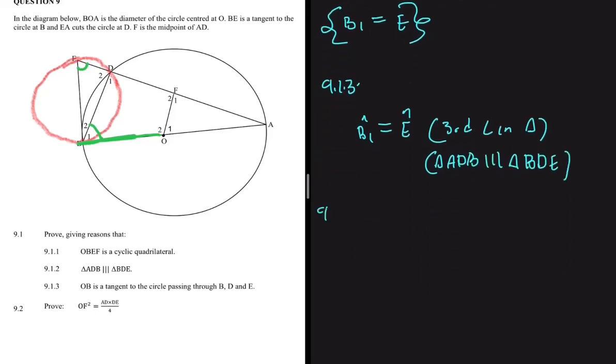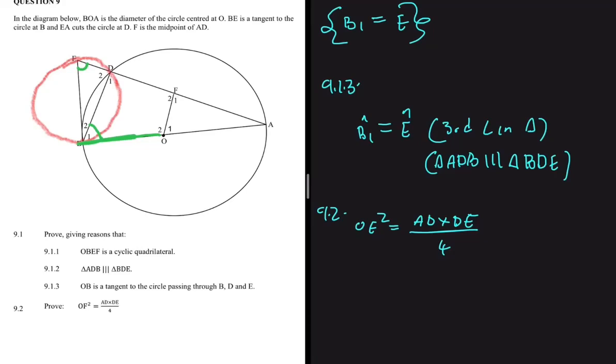So 9.2 says, let's prove that OF squared is equal to AD, not triangle D, but AD multiplied by DE, divided by 4. As soon as you see a question asking you to prove something like this, either you have parallel lines or you have similar triangles. If you have parallel lines, then you can play with the sides. If you have similar triangles, then you can play with the sides.